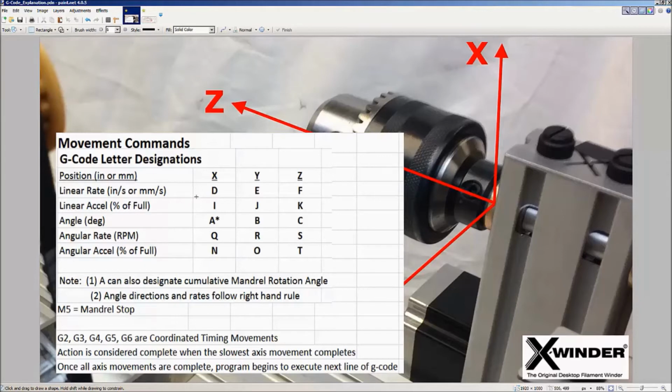So for the linear acceleration, this is in percent of full. I is for x, J is for y, K is for z. We'll talk about linear acceleration in a little bit later.